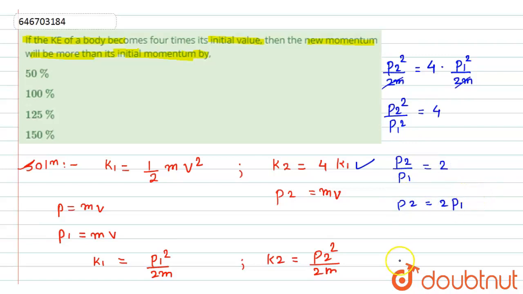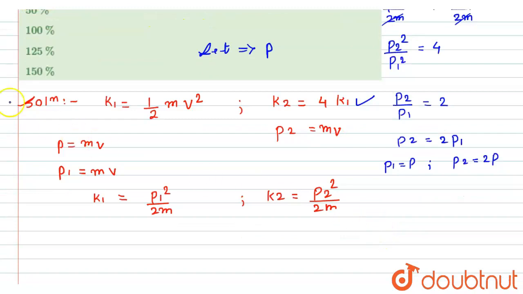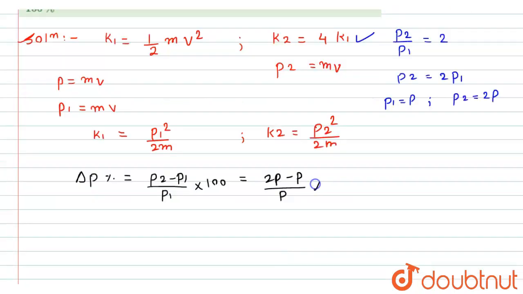Okay, so from here what we got, that is the linear momentum in the second condition is nothing but twice of initial one. So let's suppose the linear momentum is nothing but P for the initial condition, means if P1 will be equals to P, so from here we can say that P2 will become twice of P. Now as we have to find here the percentage change, so from here the percentage change in linear momentum will become equals to P2 minus P1 divided by P1 multiply by 100. So it would be equals to twice of P minus P divided by P multiply by 100.